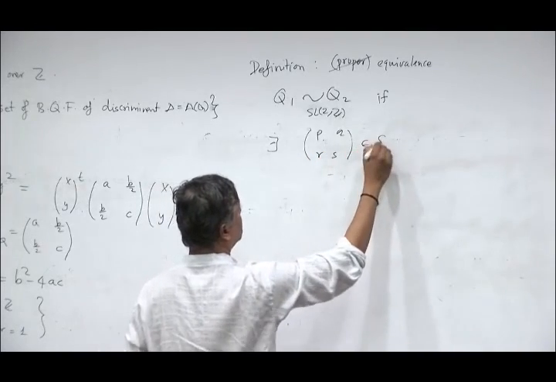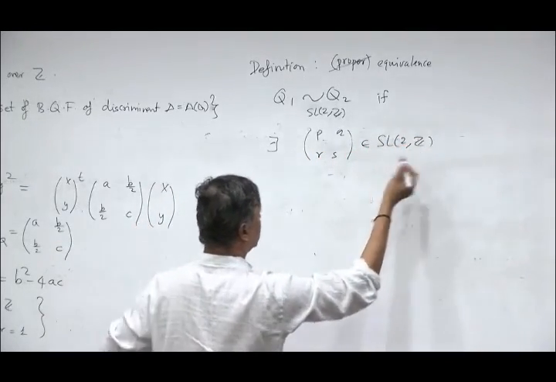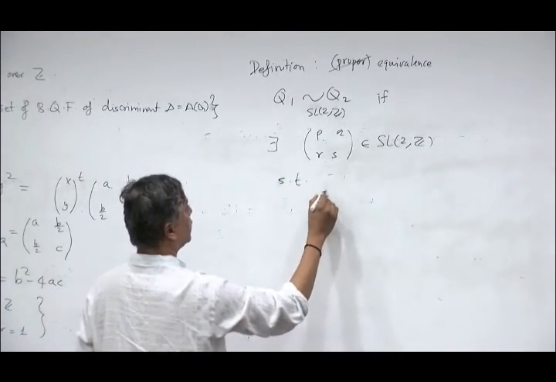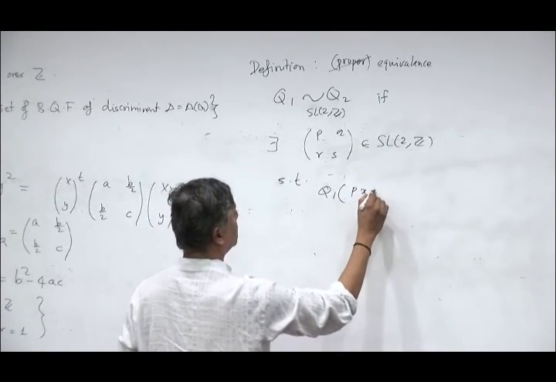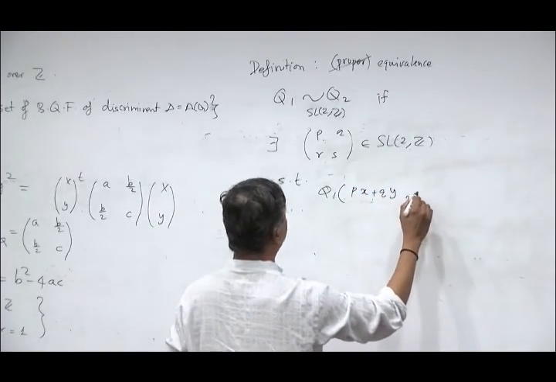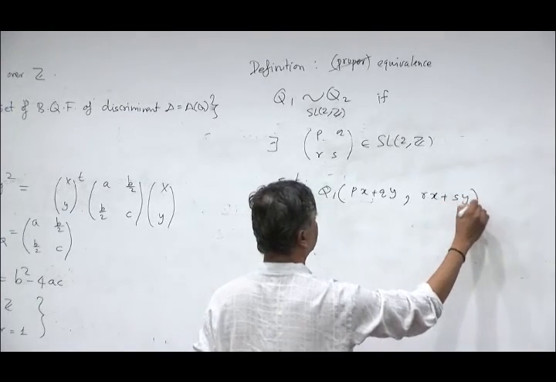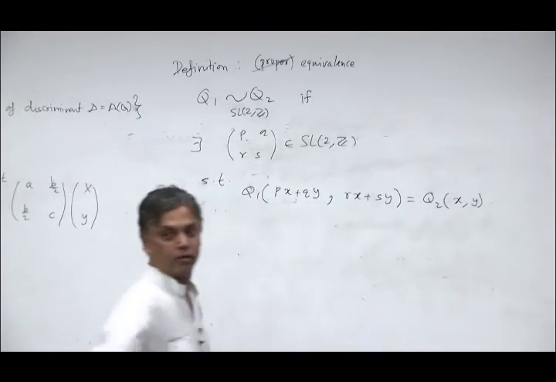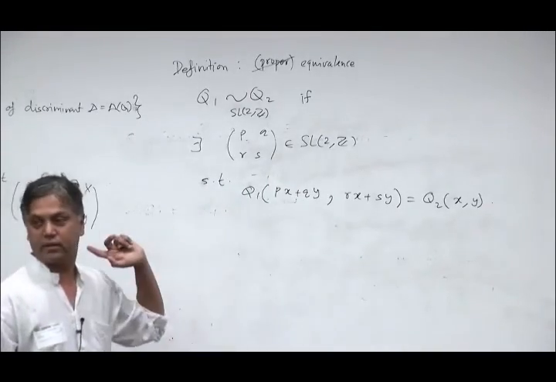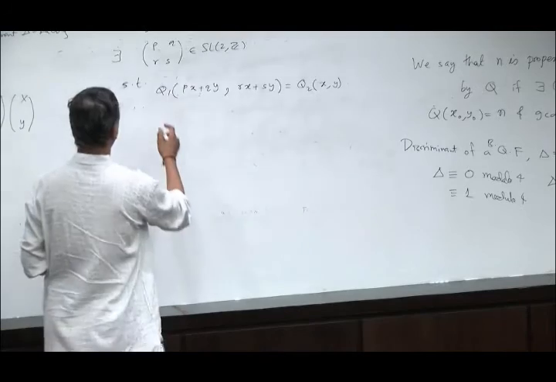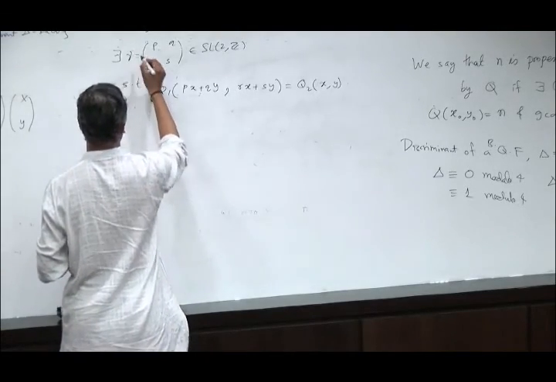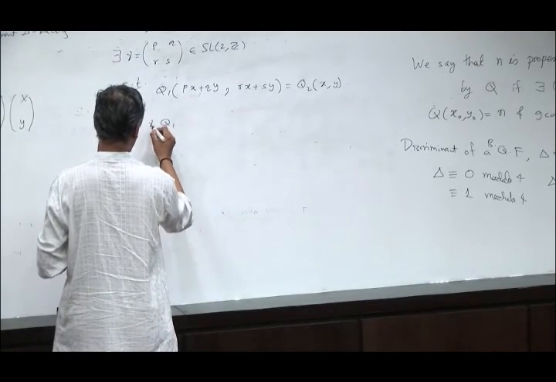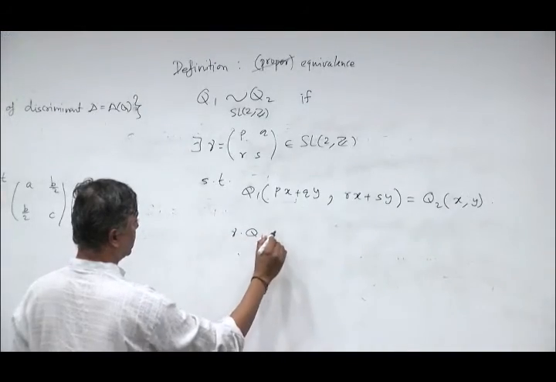P, Q, R, S sitting inside SL2(Z). This is no big deal, just a notation. Such that q1 of (px plus qy, rx plus sy) equals q2 of (x, y). And then there is a way of going back, because this is invertible. If I call this element gamma, then gamma, an element of SL2(Z), acting on q1 gives me q2.